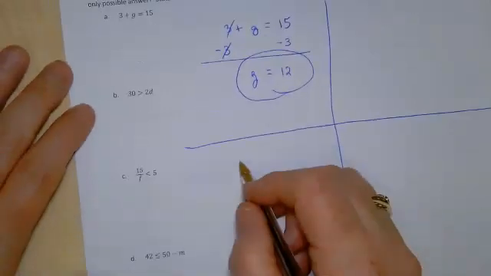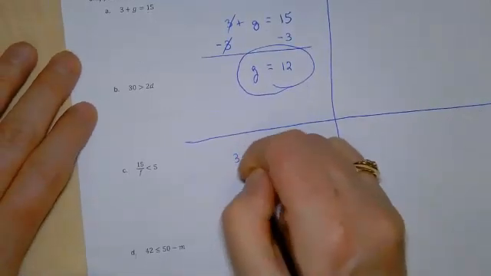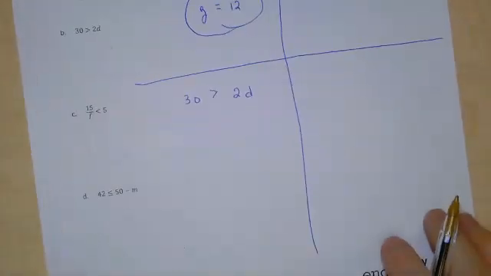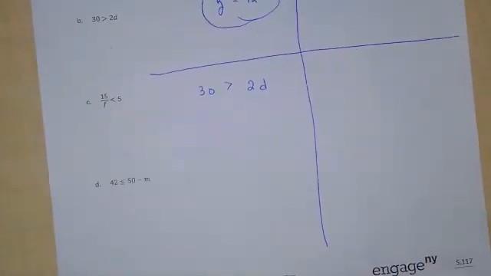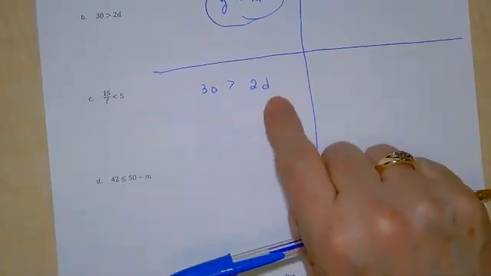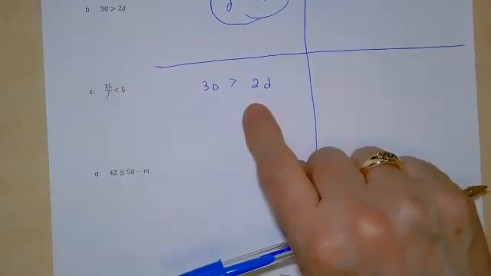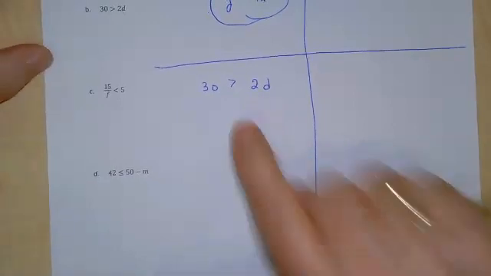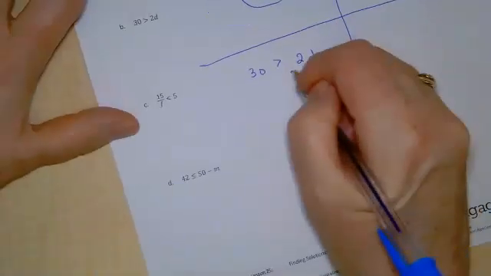So down here, let's do the second problem. It says 30 is greater than 2 times d. To get d by itself, I got to get rid of times by 2. How do I get rid of times by 2, Taylor? Divide by 2 on both sides. I love you said both sides. Divide by 2 on both sides.